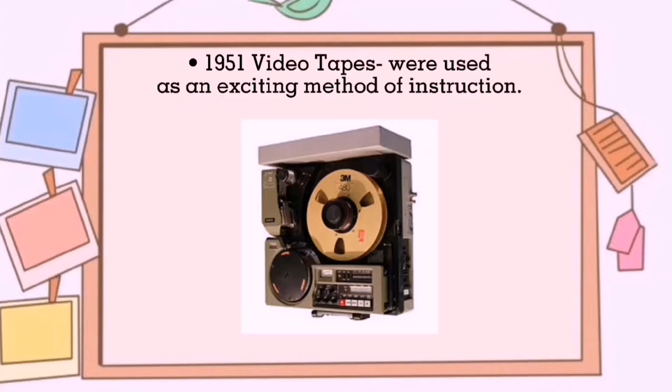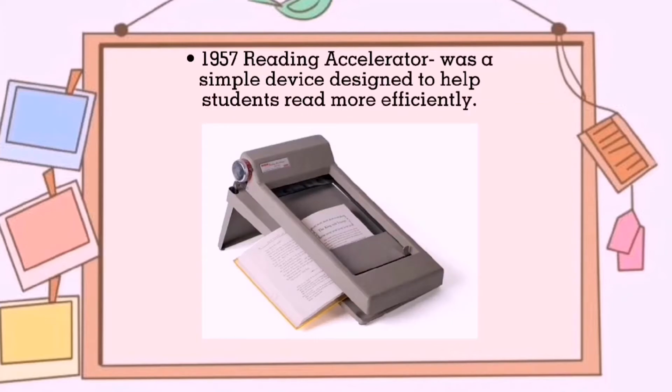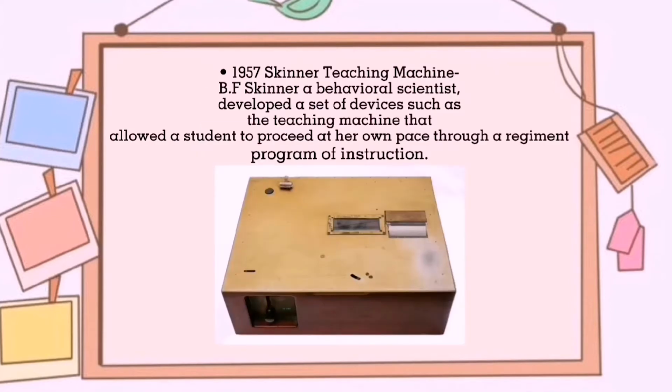1951 videotapes were used as an exciting method of instruction. 1953 International Business Machines or IBM came out with their first computer machine. 1957 Reading Accelerator was a simple device designed to help students read more efficiently. 1957 Skinner Teaching Machine. P.F.